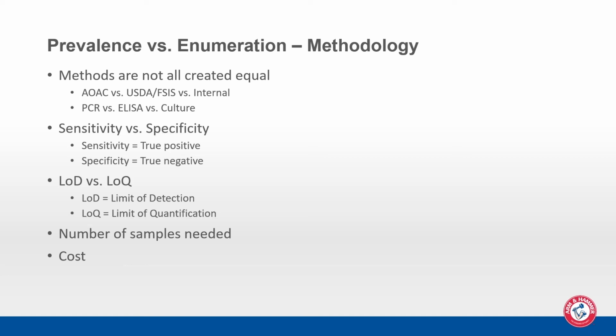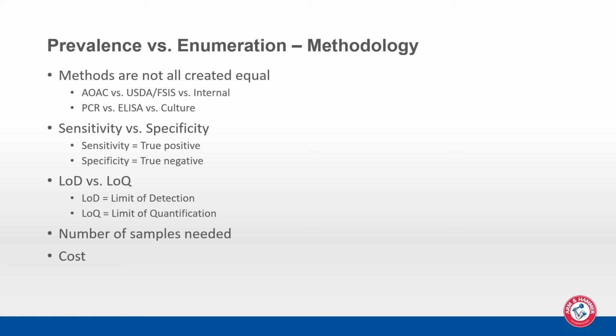And then the methodology will also help you understand the number of samples needed. Typically, when you're talking about prevalence versus enumeration, with prevalence you typically have more samples that you'll need to determine a statistical difference than you will with enumeration. So those are some things to think about.